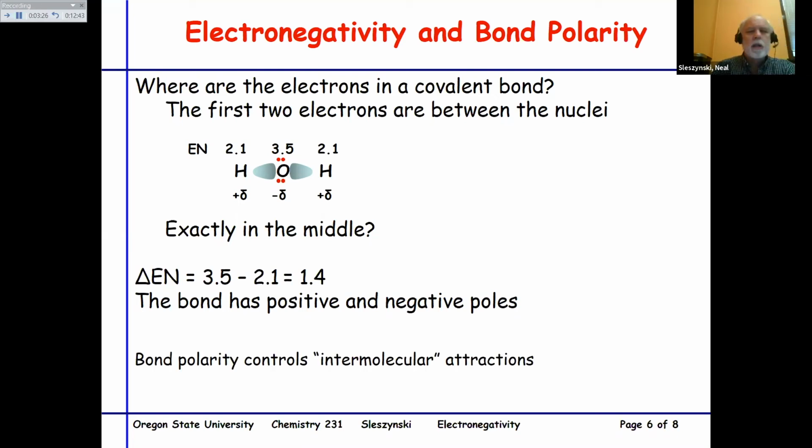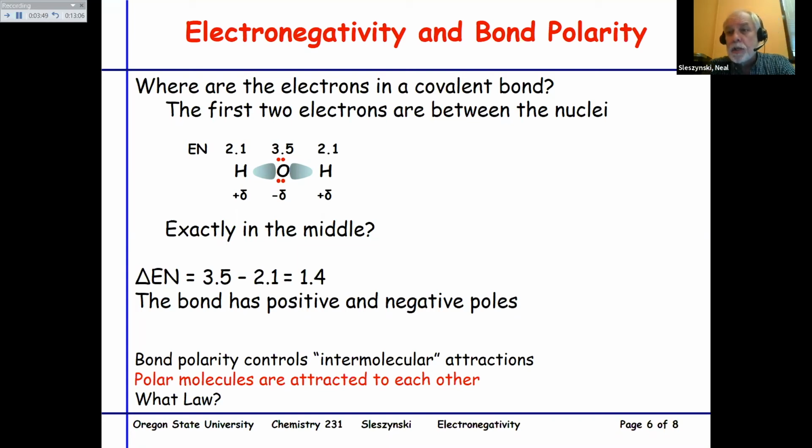This bond polarity controls what we'll learn to call intermolecular interactions when we get to that topic later on. And polar molecules, because they have partial positive and partial negative charges, are attracted to each other, again by Coulomb's law, which controls the energy of attraction between positive and negative charges. Those charges do not have to be full integers, +1, -1, like we would find in ionic compounds. They can be fractional charges, which is what we find for most of our covalent molecules.